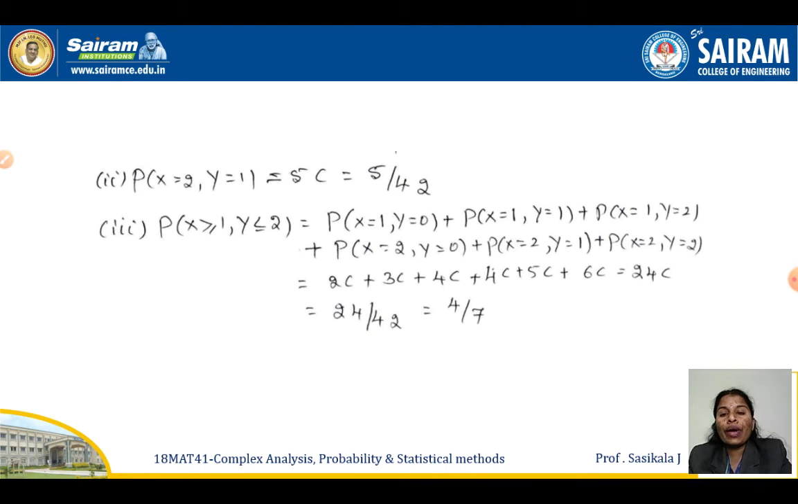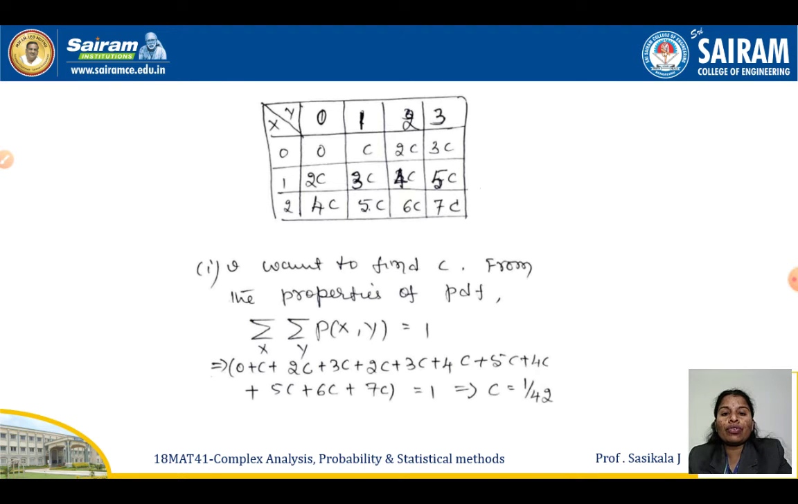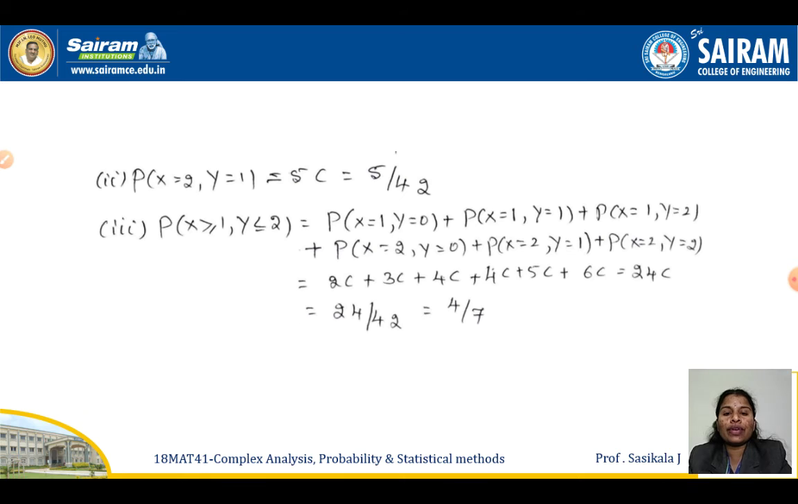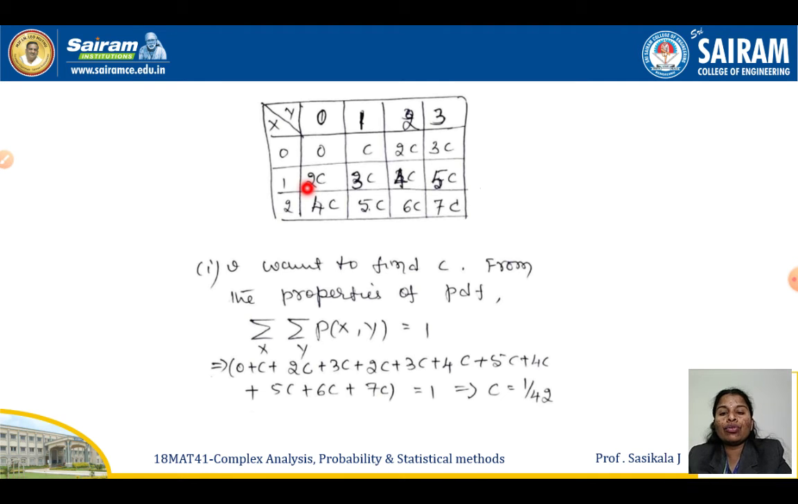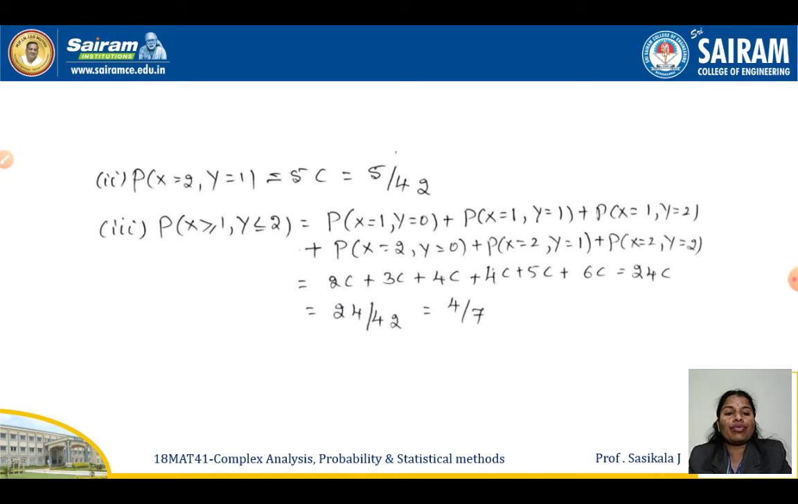And then y should be less than or equal to 2. So y less than or equal to 2 means 2, 1, 0 will come. What you need to find out is this value completely. That means x is equal to 1, y is equal to 0; x is equal to 1, y is equal to 1; x is equal to 1, y is equal to 2. And also x is equal to 2, y is equal to 0; x is equal to 2, y is equal to 1; then x is equal to 2, y is equal to 2. So all the terms you are supposed to find out and add. So you can add the terms.